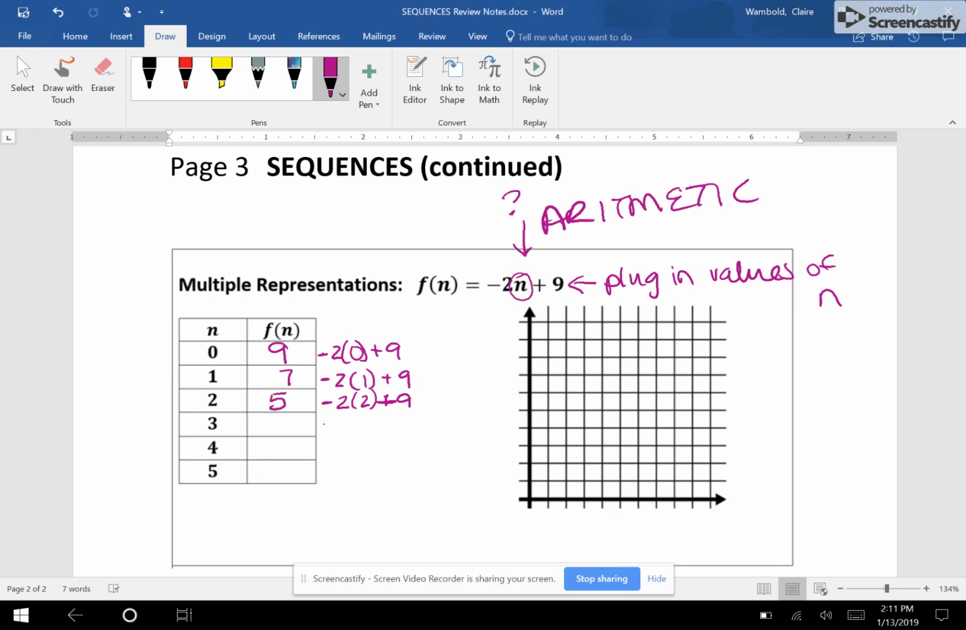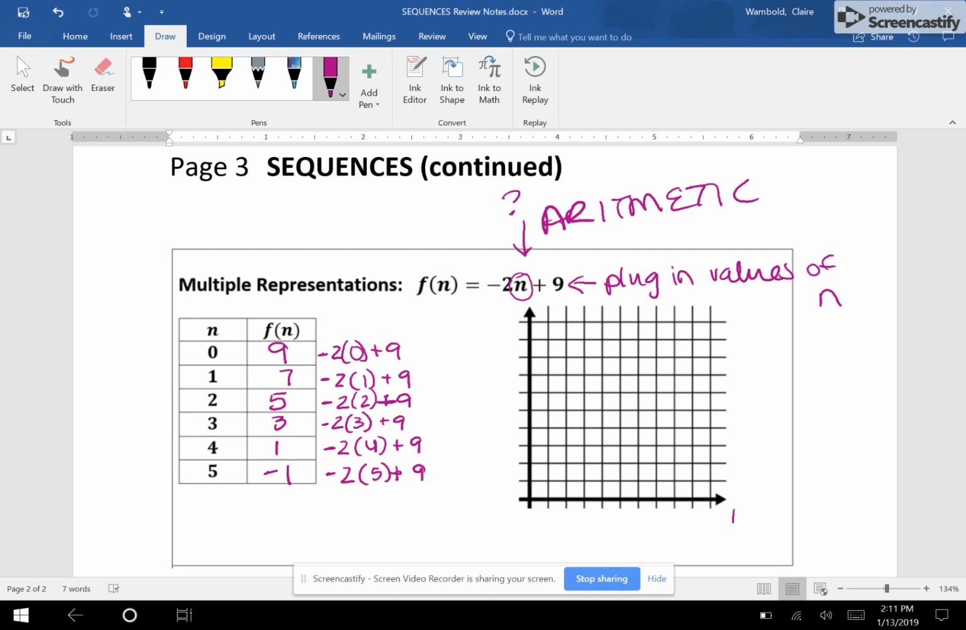We say that's 5. Negative 2 times 3 plus 9. It's negative 6 plus 9, which is 3. Negative 2 times 4 plus 9 is 1. And negative 2 times 5 plus 9, that's negative 10 plus 9, which is negative 1. So it looks like my table follows the pattern. I know it should be subtracting 2 each time, and my 0th term is 9.